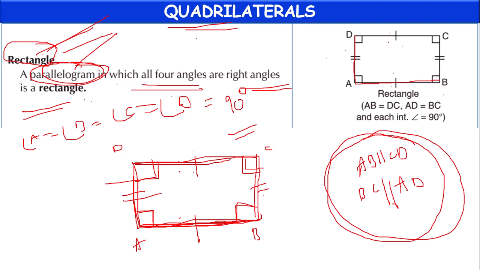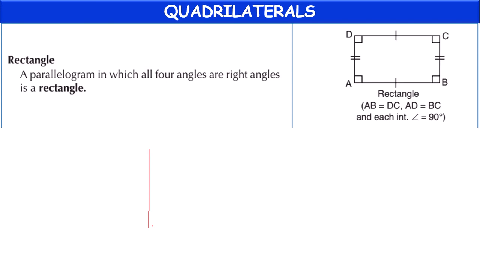If all angles are right angles and opposite sides are parallel, then indirectly opposite sides also will become equal. Because what is the meaning of parallel? What is the meaning of parallel, children? When these two lines are said to be parallel, the distance at any place between the parallel lines is equal.